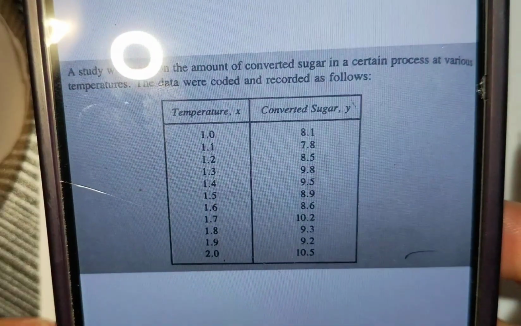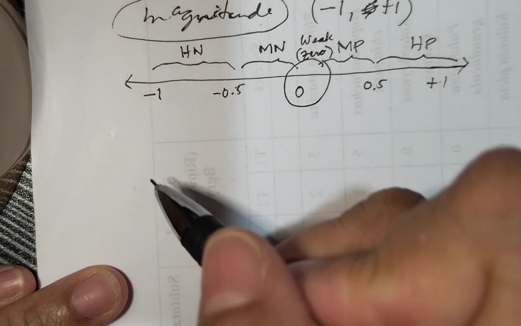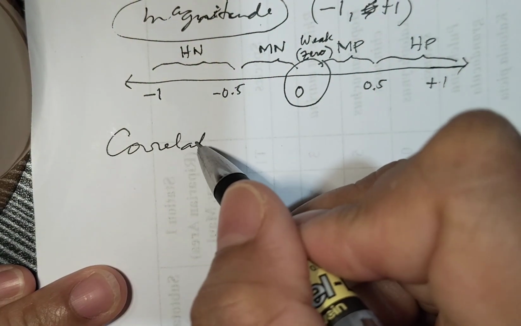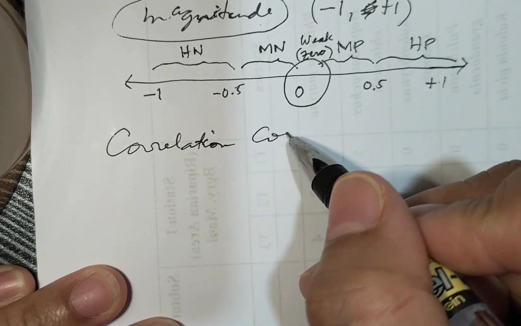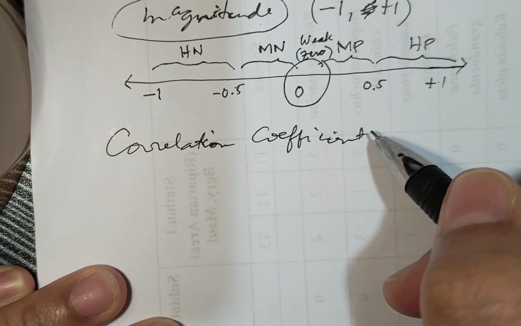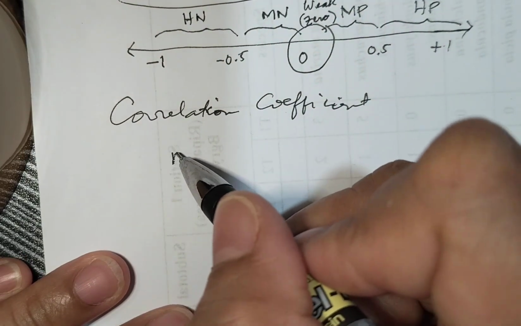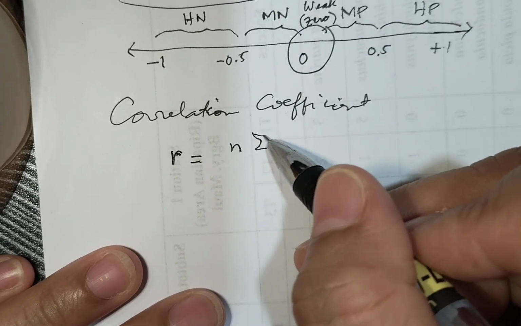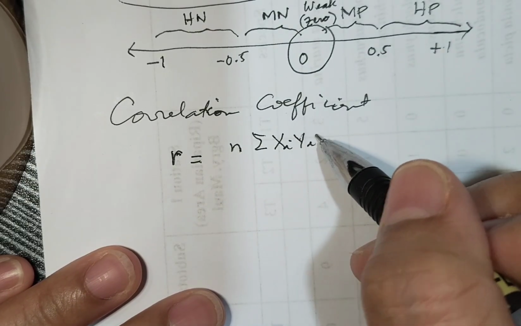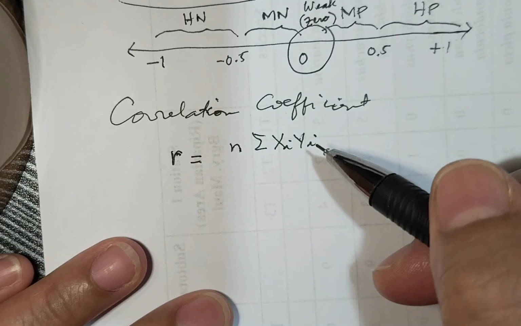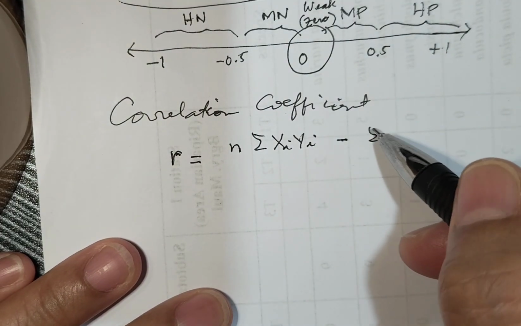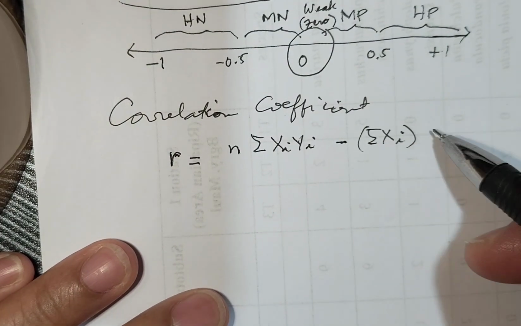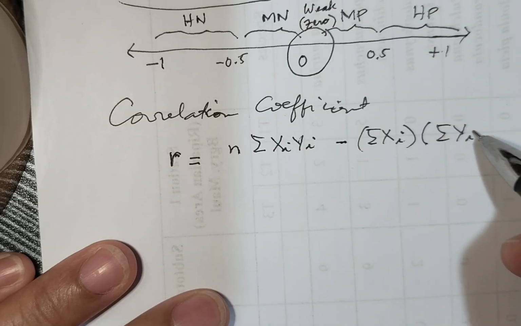Ito. Now, our formula, we call that correlation coefficient. We need a coefficient of the correlation. This is computed by the Pearson product moment correlation coefficient r with this formula: n times summation of x sub i, y sub i, meaning you take the product of x, y, and then get the sum, minus summation of x sub i, you get the sum of x, multiply that with the sum of y.